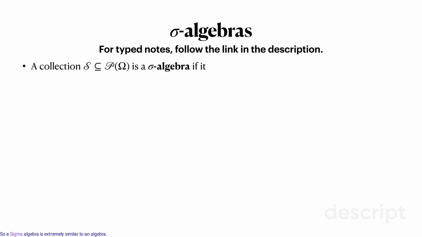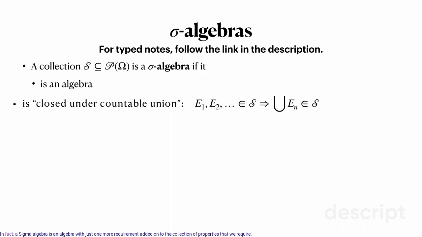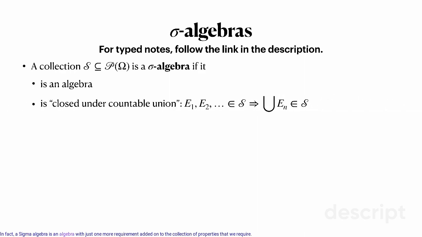So, a sigma algebra is extremely similar to an algebra. In fact, a sigma algebra is an algebra with just one more requirement added on to the collection of properties that we require. And that property is that in order to be a sigma algebra, it must be closed under countable unions, not mere pairwise unions, but countable unions. So what that means is that if you have any collection of elements of this subset of the power set, call them E1, E2, and so on, all of them elements of S.